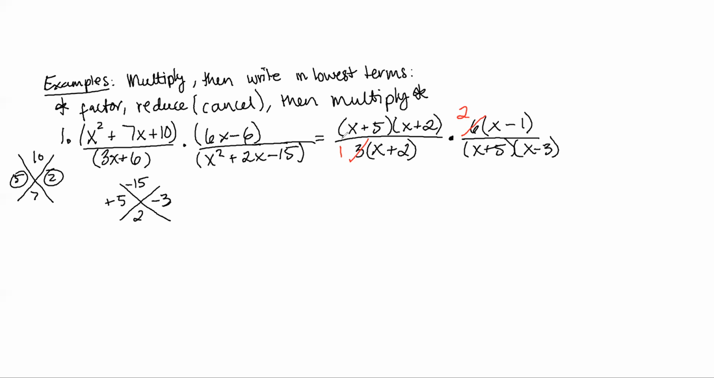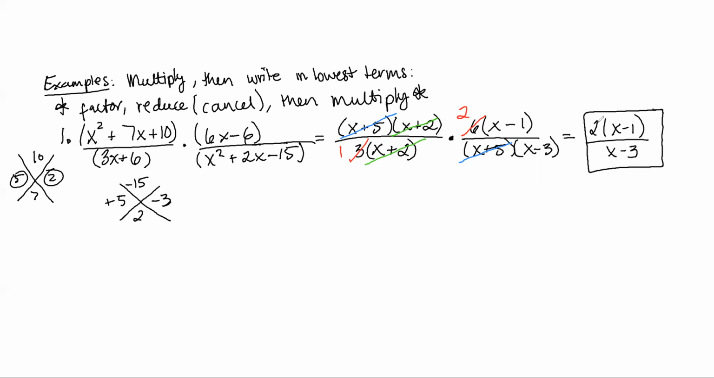So I can cancel an x plus 5 and an x plus 5. And I can also cancel an x plus 2 and an x plus 2. We can't cancel these x minus 1 and x minus 3 because they're not the exact same group. Now, if we take a look at what we have left, on the top we have a 2 times x minus 1. And on the bottom we have a 1 times x minus 3. That's just x minus 3. And again, if you want to distribute on the top, go for it. I'm just going to leave it in factored form.